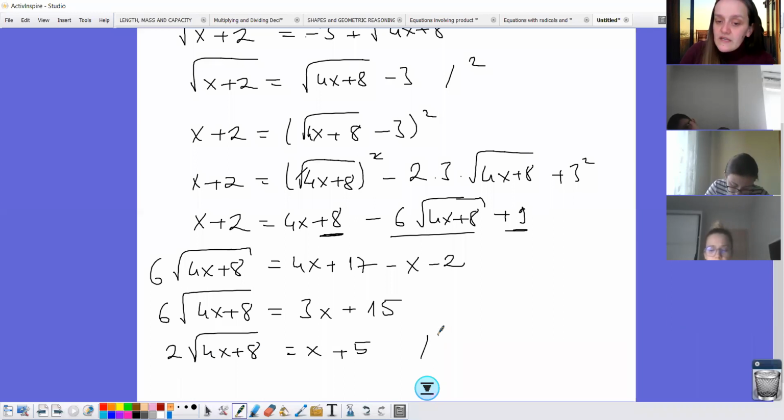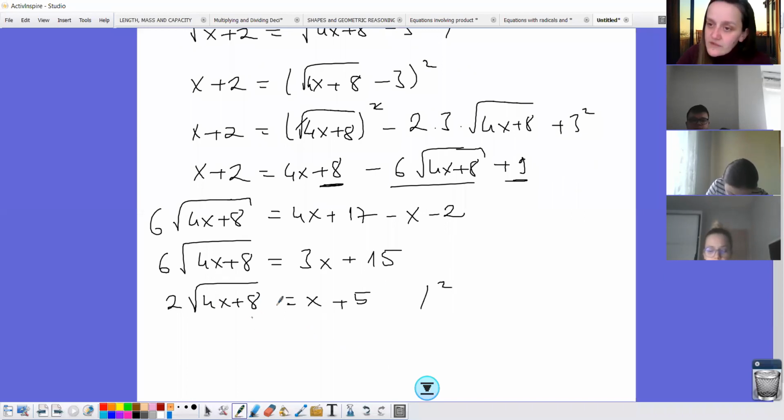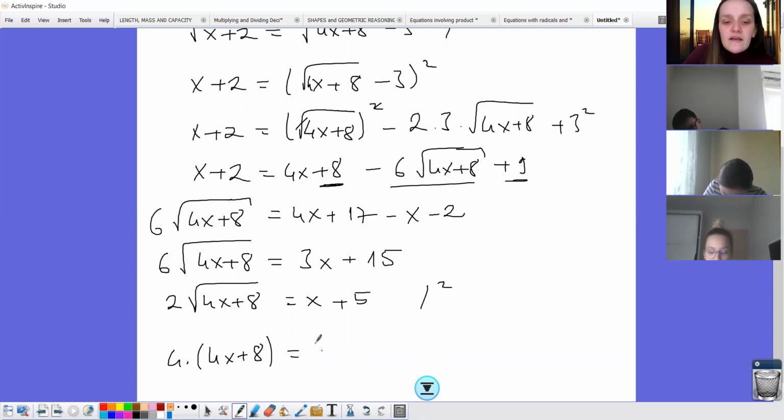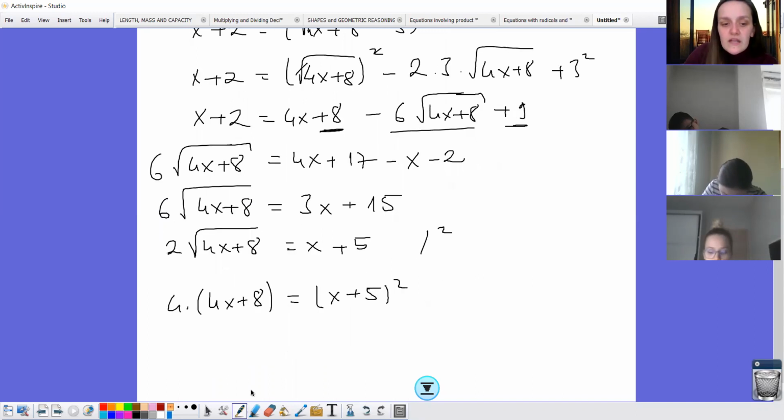So when I take the square here again, because I have the radical expression, I need to get rid of it. Then I will take the square again. Then I will have here 4 times 4x plus 8, and here we'll have x plus 5 squared. Then we have 16x plus 32 is equal to x squared plus 10x plus 25.